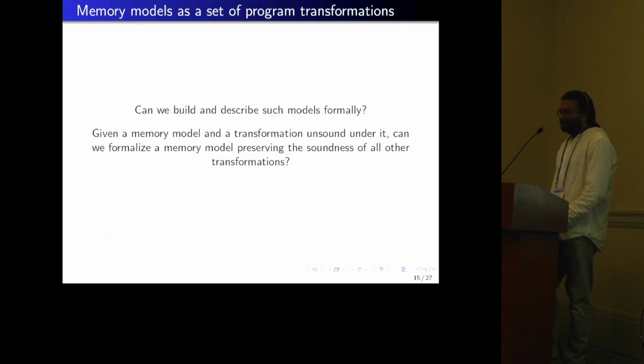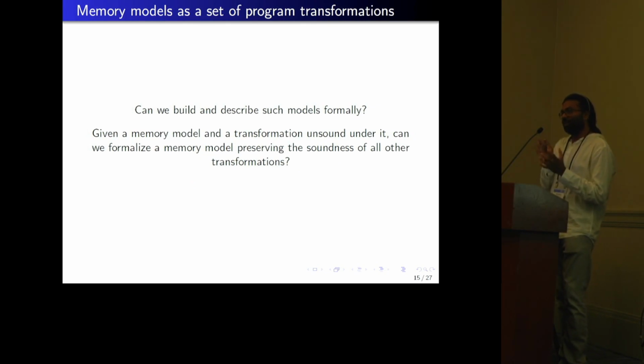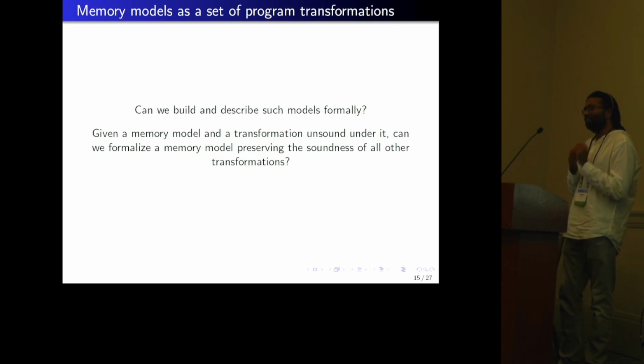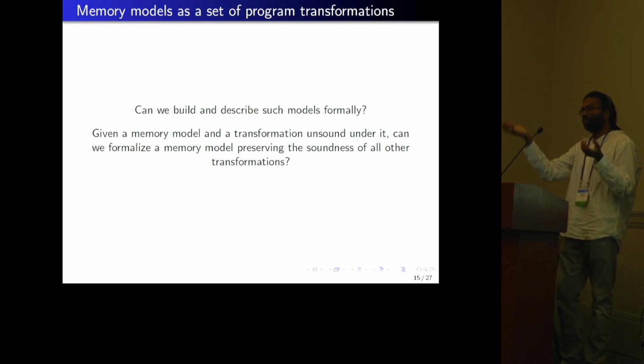But we really want something which is nice, like the Venn diagram of weak memory behaviors. So you want something that contains SC. We want a set like that. So we asked ourselves, can we build and describe such models? Specifically, if I give you SC and I give you an optimization or transformation that's unsound, can I get a model which gives me that beautiful Venn diagram?